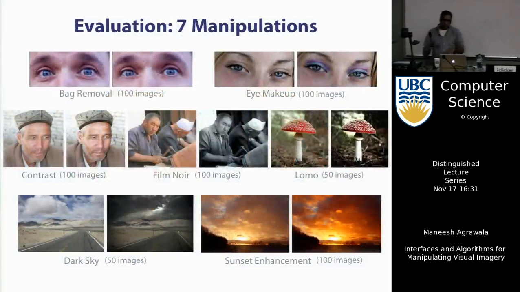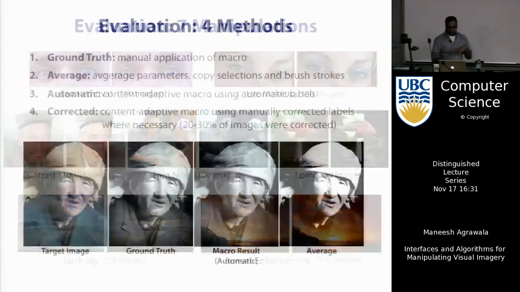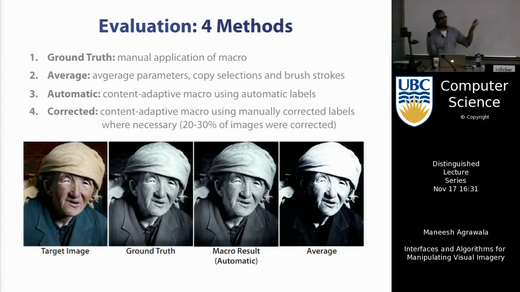OK, we evaluated this system. So we took 7 of our manipulations and 50 to 100 images in each one. We generated 4 kinds of images. There's a ground truth image. This was an image that we manually manipulated. We created an average image, and this just averaged the parameters and copied the selections and brushstrokes directly. This is kind of a straw man baseline approach.